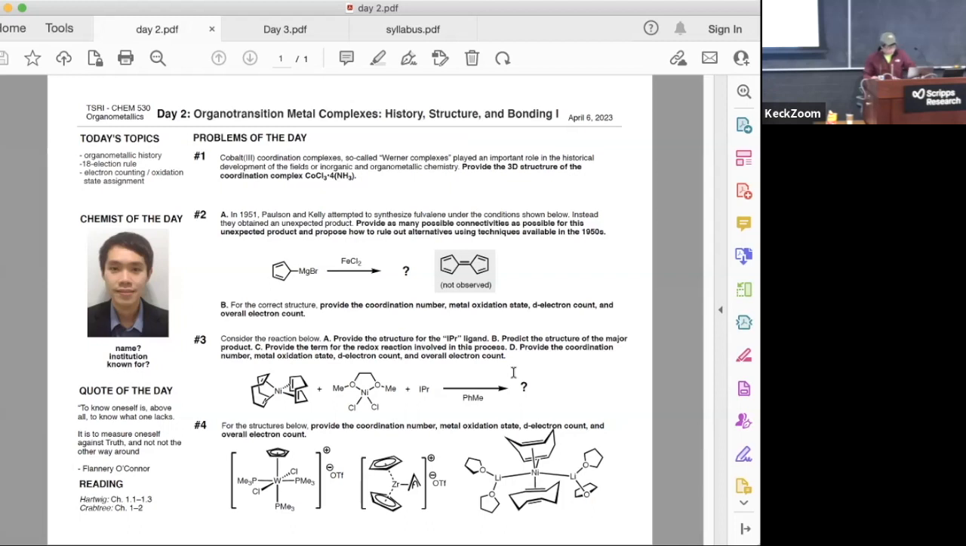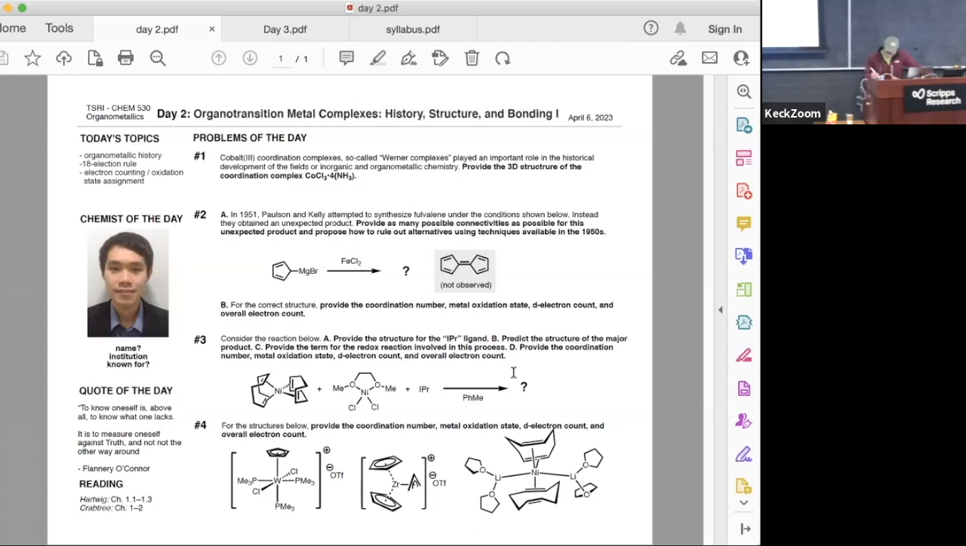So we'll go ahead and just go right through problem of the day number 3 and problem of the day number 4. So take a minute and think through both of those problems. Problem of the day number 3 asks you to consider a reaction between Ni(cod)2, nickel bis(cyclooctadiene), shown on the left, which is an archetypal nickel 0 complex, as well as nickel dichloride glyme, shown on the right, which is a common nickel 2 halide salt, in the presence of the ligand IPr.